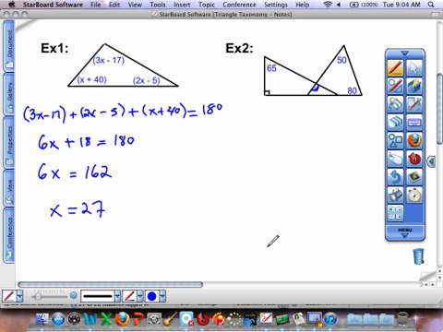Can we use corresponding? No, because you can only use corresponding if you have parallel lines. Other ideas? These are good ideas. Chris? Use 65 and 90 to get the other side of that triangle, and use 50 and 80 to get the other side. Use those two to get the x.